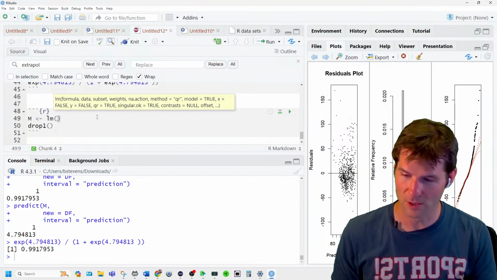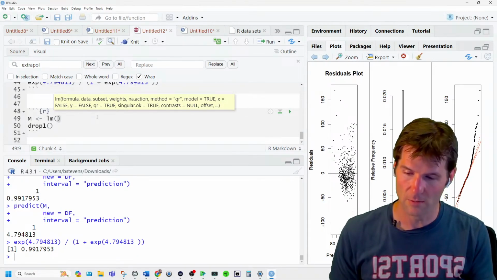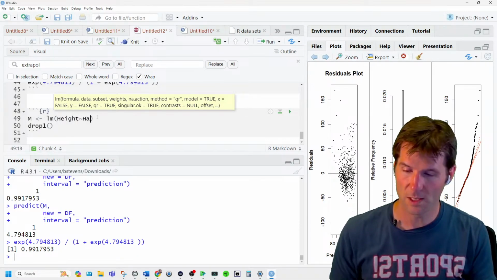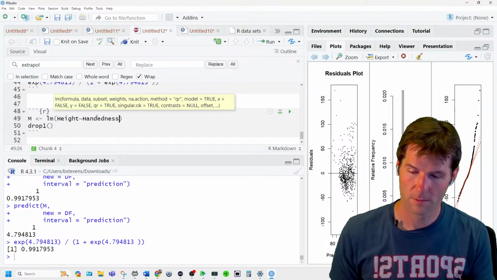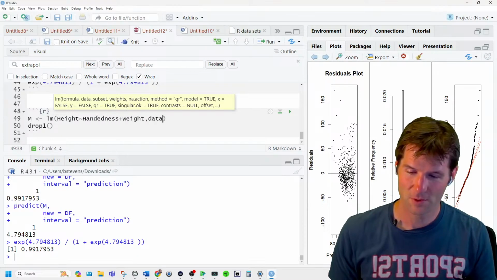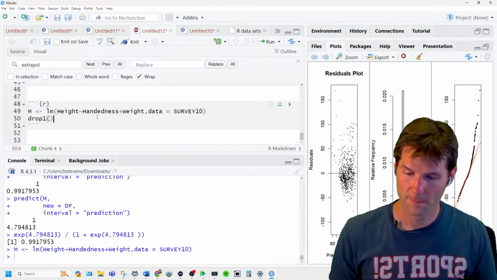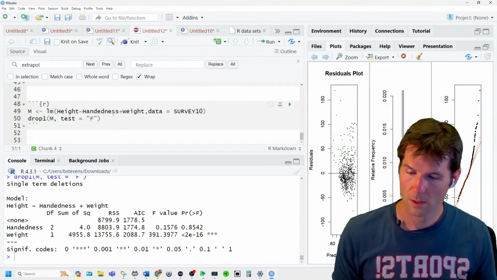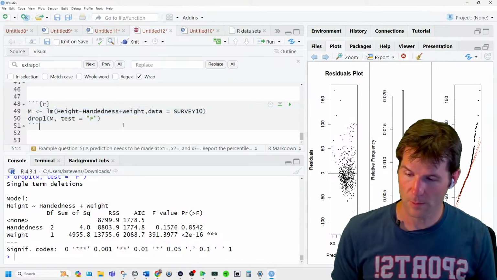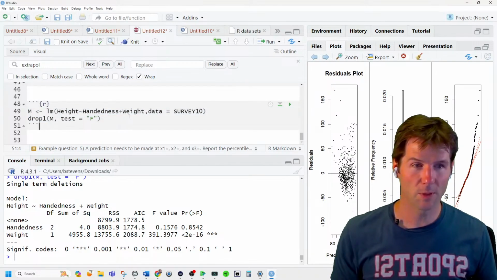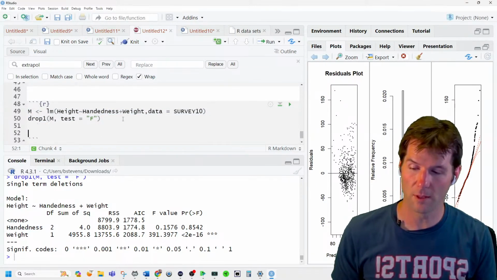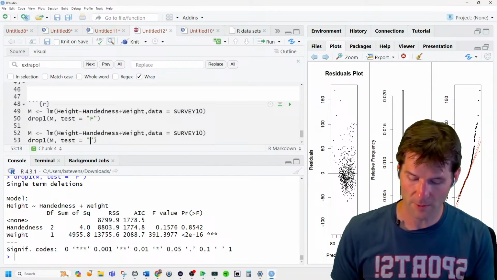Let's go, Declan. Good to see you there. What is the idea of drop one? Survey 10 all the way. What is the idea of drop one? Drops one predictor from the model and looks at the overall impact of it. Now, drop one, great job there, Allison.